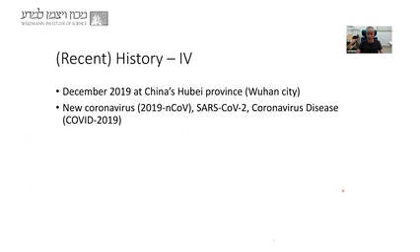And in more recent history, in December 2019, in the Hubei province in China, a new coronavirus emerged, and it got different names. At first, it was known as the 2019 novel coronavirus. Now we call it SARS coronavirus 2, and we call it that because it's really similar to the previous SARS coronavirus that emerged in the early 2000s.